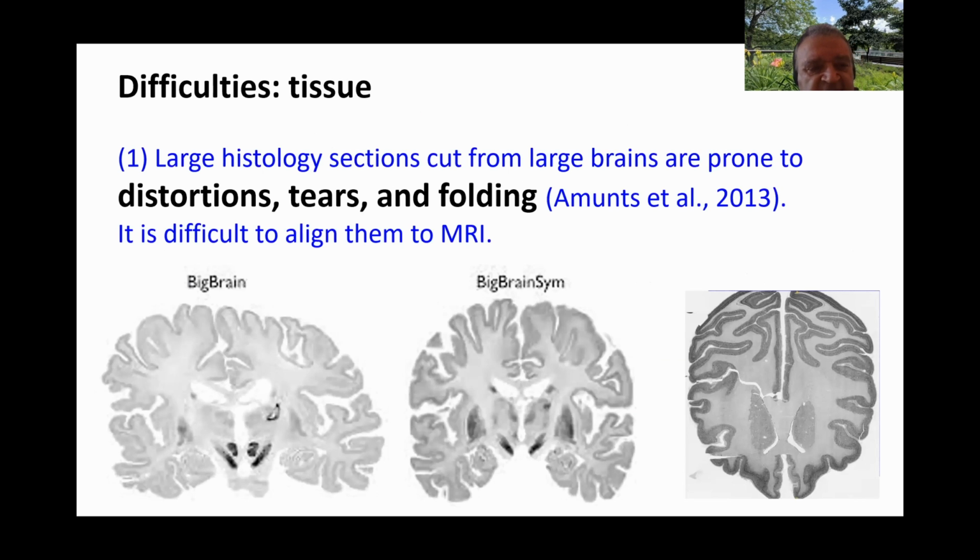However, there are difficulties. On the side of the tissue, large histology sections cut from large brains, such as humans or macaques, are prone to distortions, as we can see with the big brain here, tears, as we can see here from a monkey histology, and foldings. It is difficult to align them to MRI.